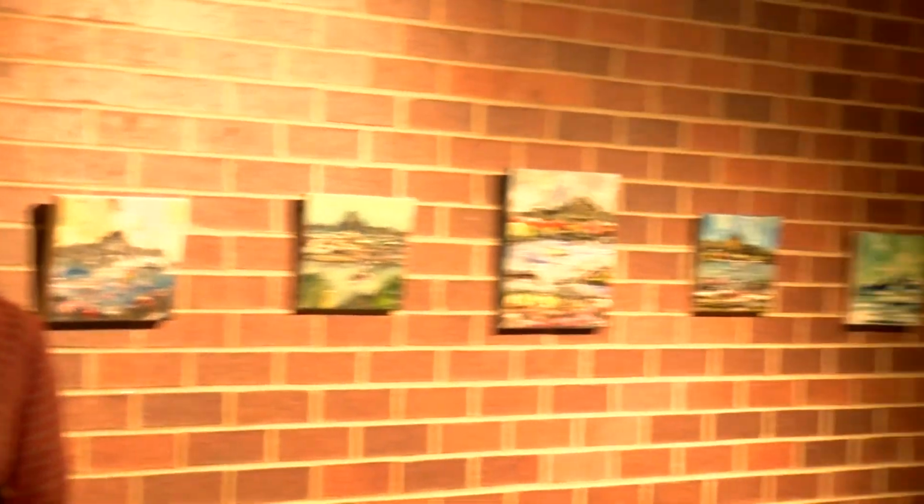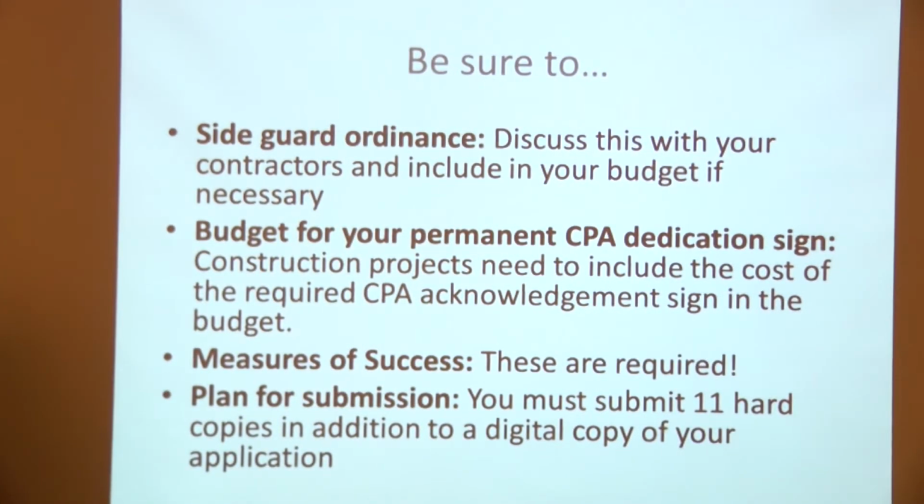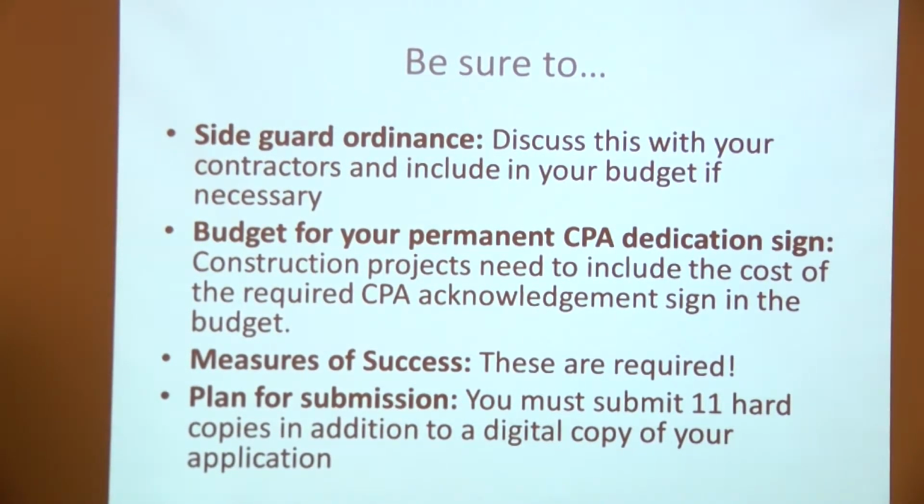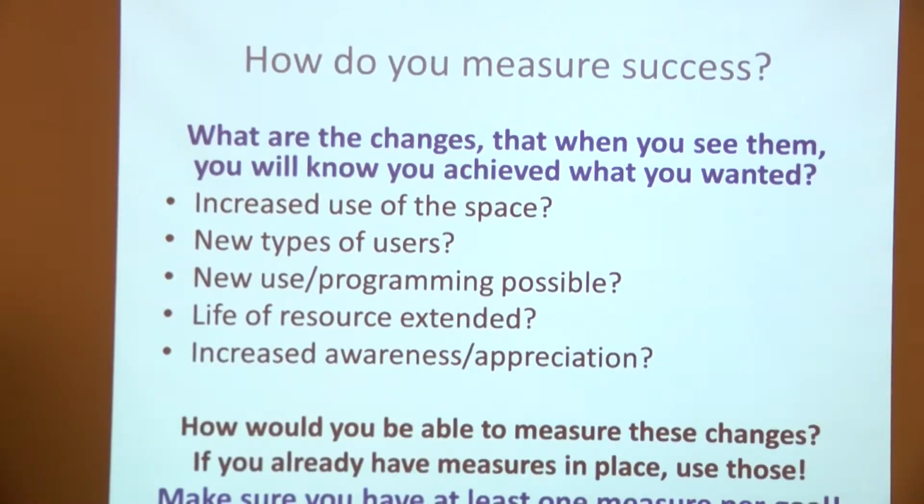Some people forget to add measures of success to their application, so you want to make sure that you include those in your application, and that you need to plan for your submission. So we do require that in addition to providing a digital copy, you have to submit 11 hard copies by the deadline, so you'll need to plan that into your schedule accordingly.